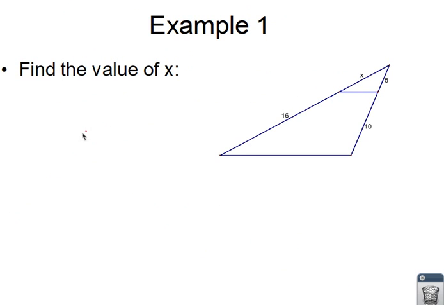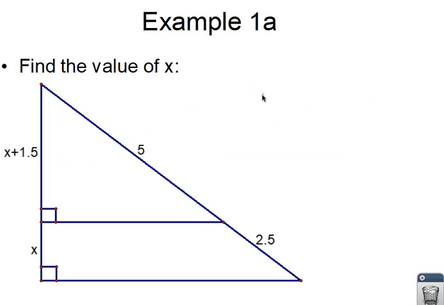Alright, so to do this, we could do x over 16 and 5 over 10. Or you could do x over x plus 16 and 5 over 15. It'll give you the same result. So if you look at this, 5/10 is a half, so x has to be 8. If you're not sure about that, you can cross multiply and do your math, and that should come out to be 8 as well.